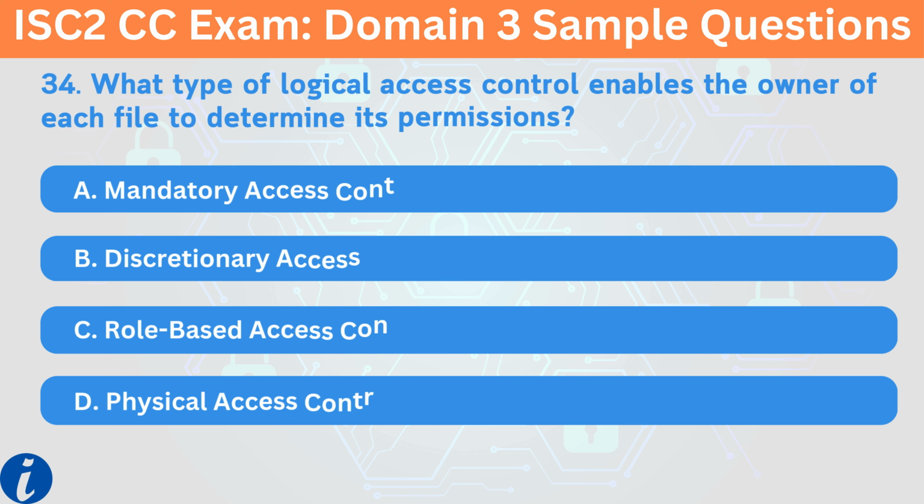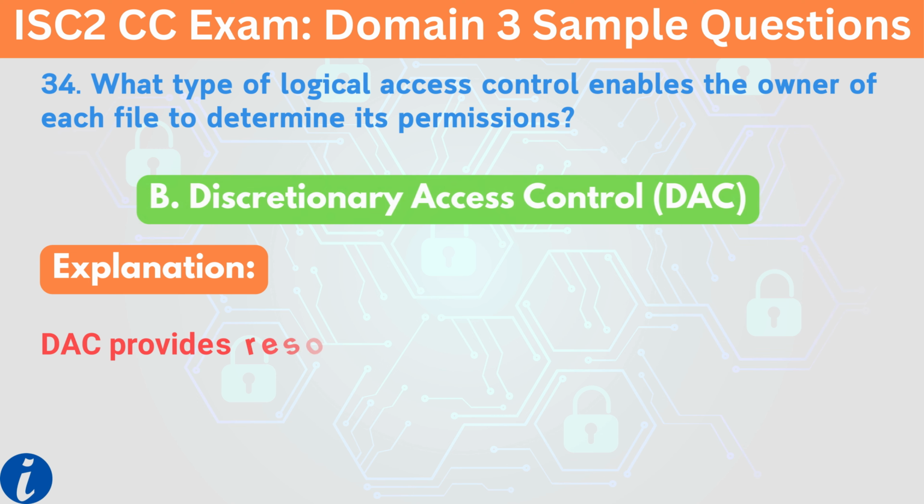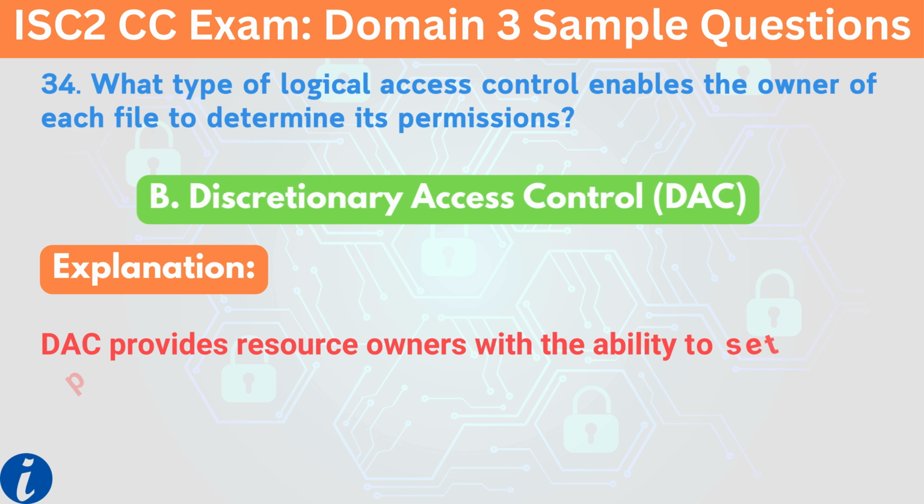34. What type of logical access control enables the owner of each file to determine its permissions? A. Mandatory access control, MAC. B. Discretionary access control, DAC. C. Role-based access control, RBAC. D. Physical access control. The correct answer is B. Discretionary access control, DAC. Explanation. DAC provides resource owners with the ability to set permissions on their resources.